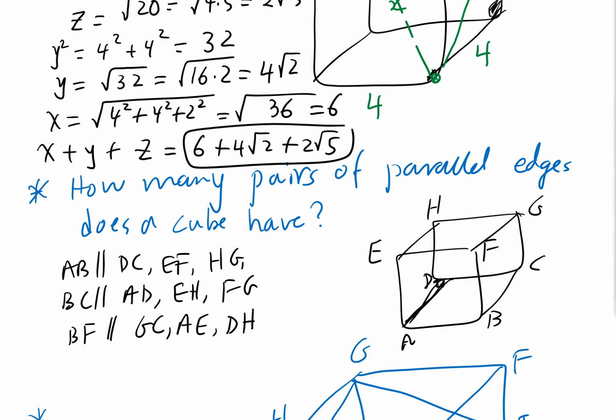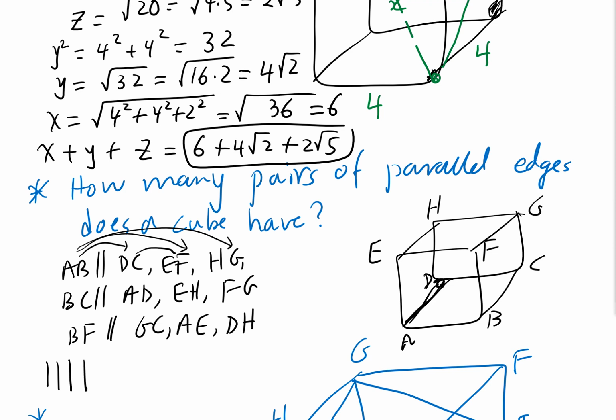So I counted the ones that are parallel to AB in the same direction as AB. I found DC, HG, and EF, right? So how do we get them out? So AB goes with DC, right? AB goes with EF, AB goes with HG. That's 3 of them so far. So 1, 2, 3.